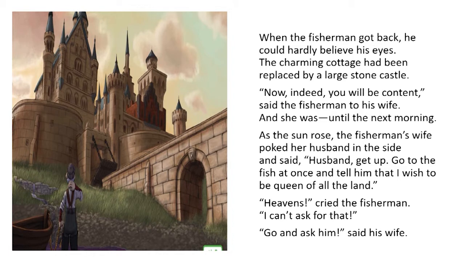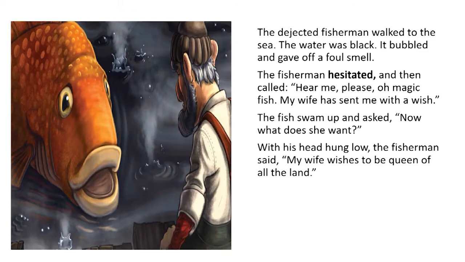The dejected fisherman walked to the sea. The water was black. It bubbled and gave off a foul smell. The fisherman hesitated and then called, "Hear me, please, O magic fish. My wife has sent me with a wish." The fish swam up and asked, "Now, what does she want?" With his head hung low, the fisherman said, "My wife, she wishes to be queen of all the land."